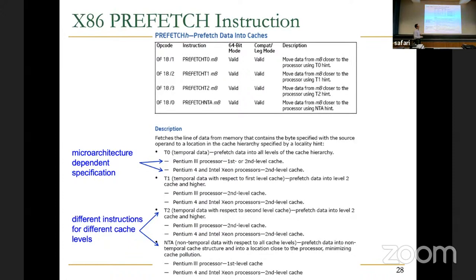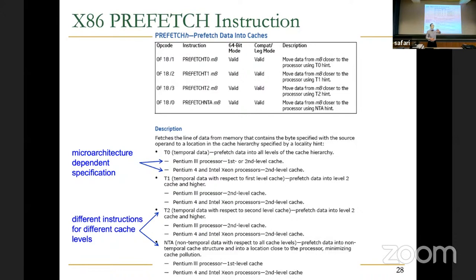And then there's NTA, which is non-temporal data with respect to all cache levels. You don't prefetch into the second level cache, for example, in this particular case. But again, it's very microarchitecture dependent. So you can see that the specification is not extremely satisfying, because some of the instructions are exactly the same, T1 and T2. So you have two instructions in the ISA that do exactly the same thing in this particular specification. And then not so much different. But the idea is that non-temporal data is not supposed to be brought into all cache levels. Because the understanding is that this is non-temporal, you don't have a lot of temporal locality, so just bring it into the L1 cache, hopefully it'll be used.